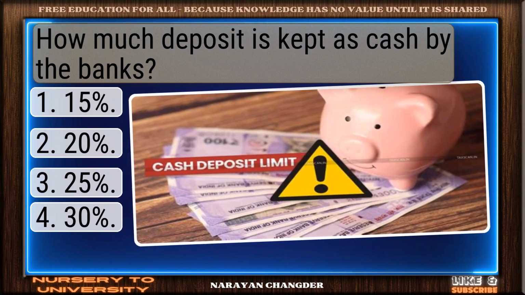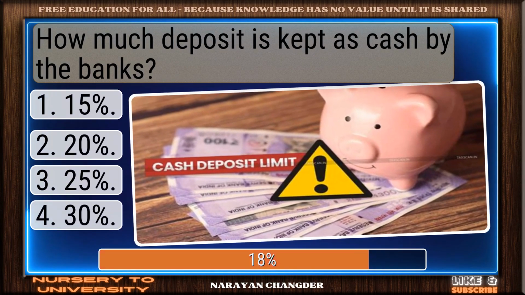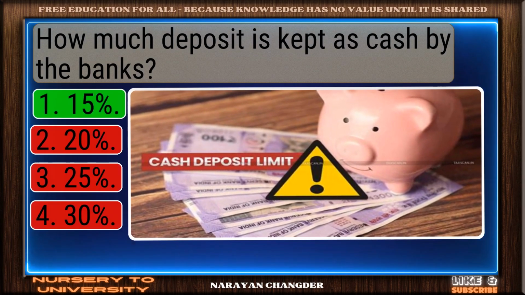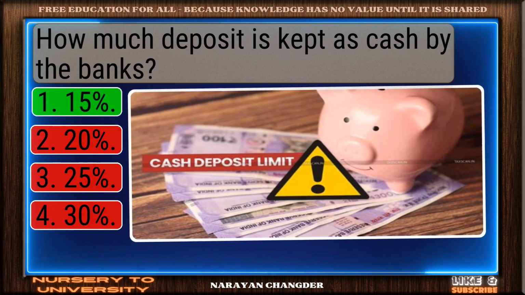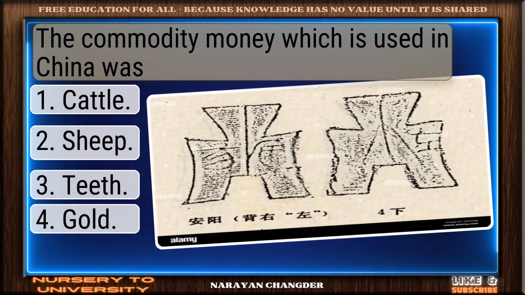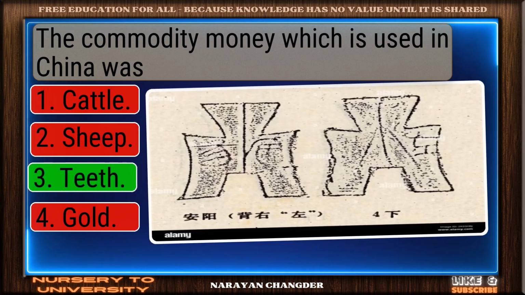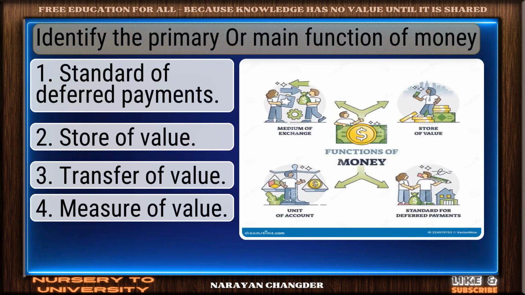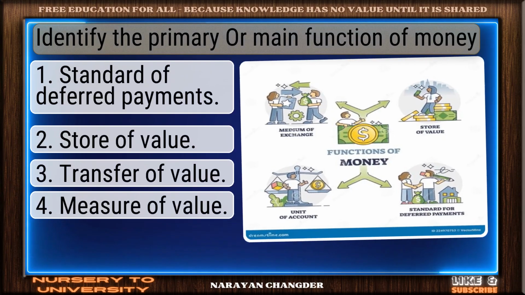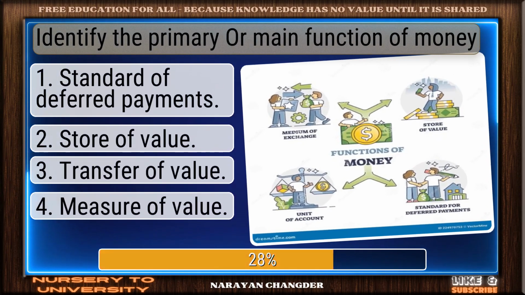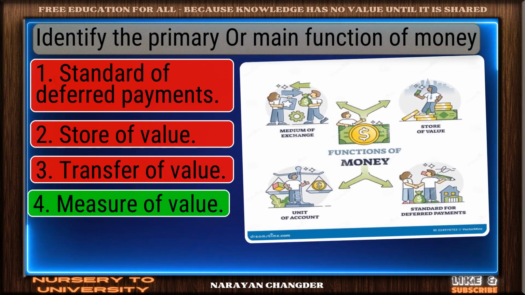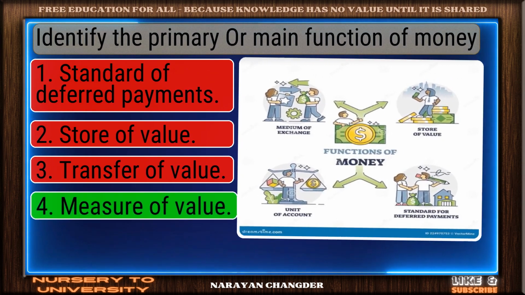How much deposit is kept as cash by the banks? Right choice. 15% is best. The commodity money which was used in China was... On track. Teeth is correct. Identify the primary or main function of money. Correct. Measure of value is spot on.